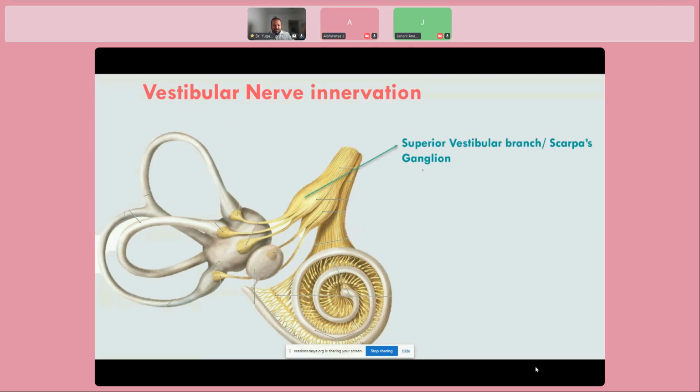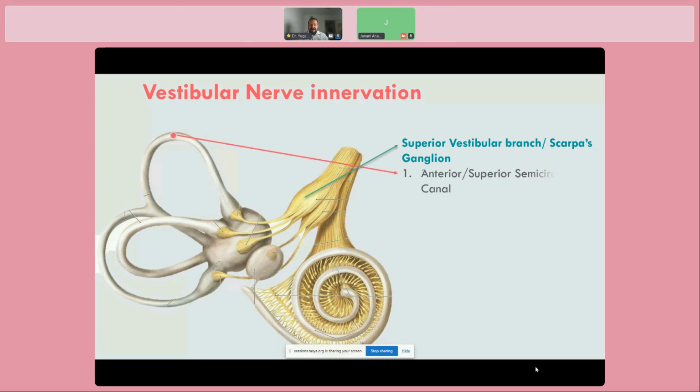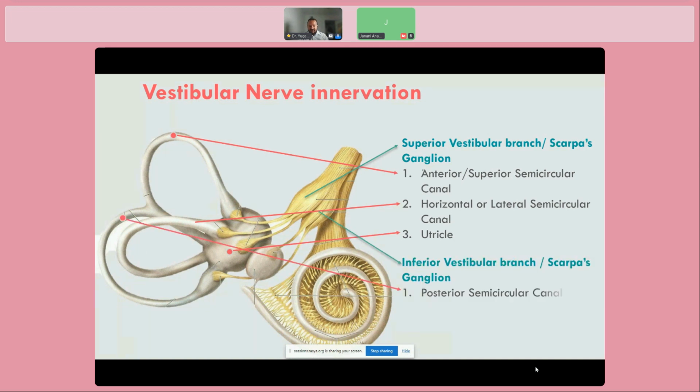So now we know we have 5 different sensors in each ear, and that has to carry information to the vestibular system, or probably to the brain, right? So the information is carried by 2 different branches of the nerve. The first one is the superior vestibular branch, and obviously is carrying from the anterior canal and lateral canal and utricle. And we have the inferior branch that is carrying the information from the posterior canal as well as saccule.